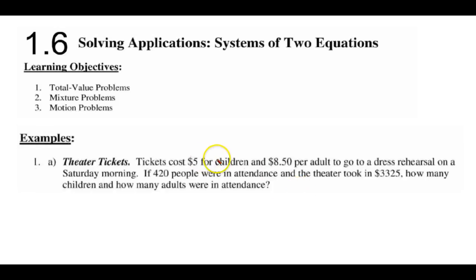Okay, we have two types of tickets that are on sale. Here we can use the letter C for the number of children's tickets and A for the number of adult tickets. So this leads to our first equation of C plus A, and they sold 420.